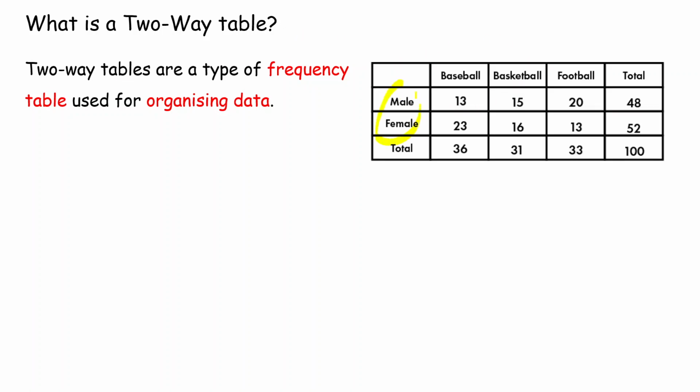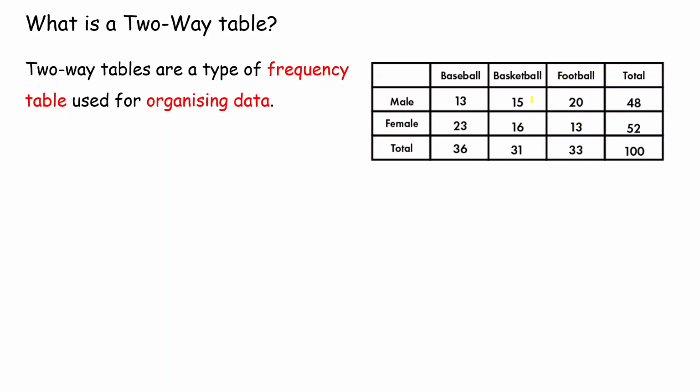You're comparing two sets of data, and you can see here you've got males and females with different sports, and you might be asked to interpret it. You might be asked, for example, how many males play basketball. So you'd be looking at males and basketball, which is 15. Or you might be asked how many females are footballers, and it would be 13.